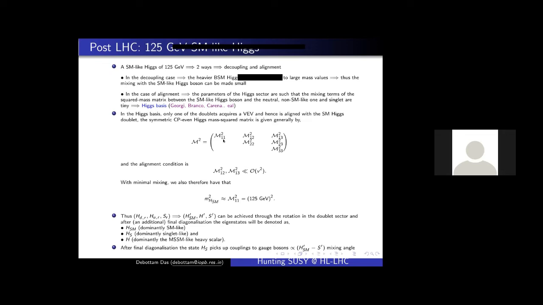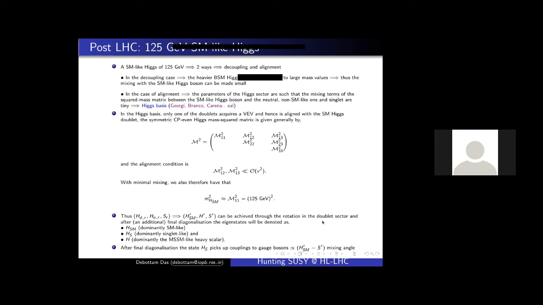So this is what happens in the NMSSM actually. We can move from the H_D^R, H_U^R, S^R basis to this primed basis via a rotation in the doublet sector, and there we find that it's almost diagonal. After the final diagonalization, we can have a standard model-like Higgs scalar, a dominantly singlet-like Higgs scalar, and an MSSM-like Higgs scalar. And H_S, after final diagonalization, picks up couplings to the gauge bosons which are proportional to the mixing between H prime and S prime.